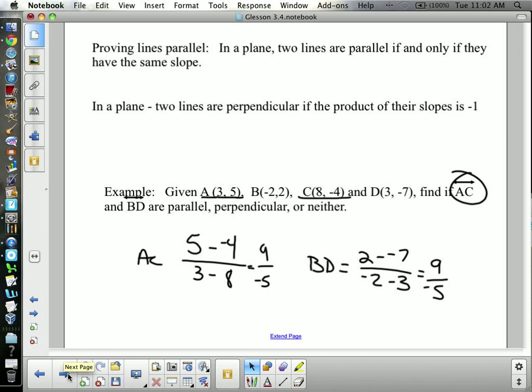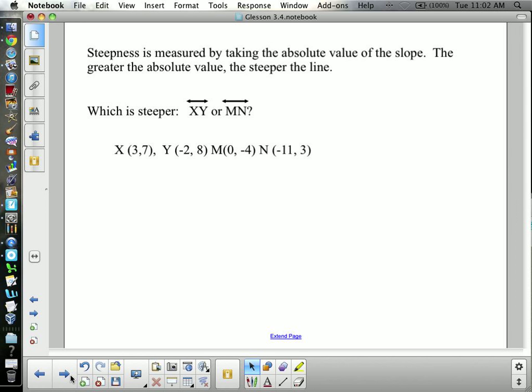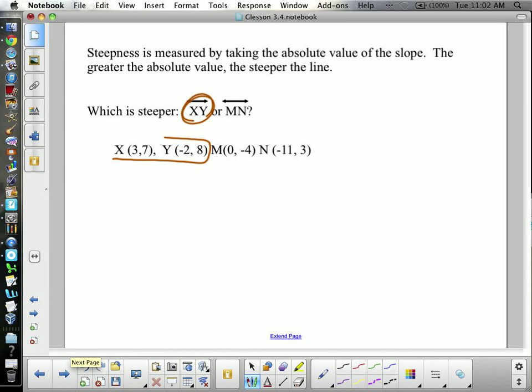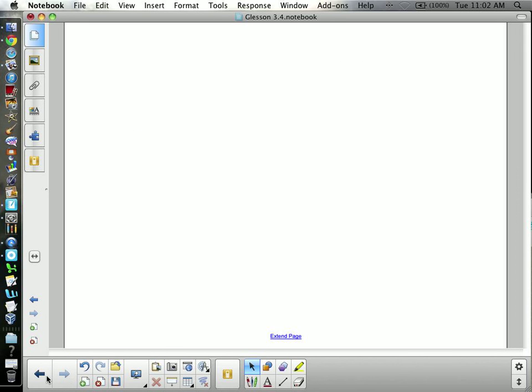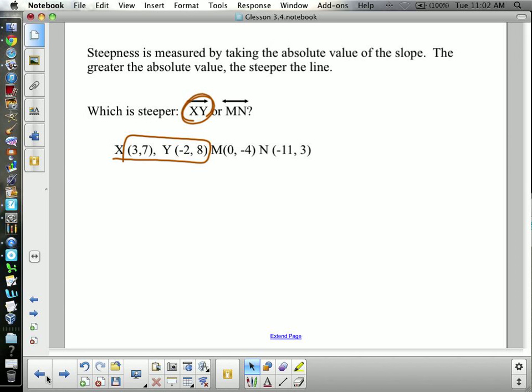So we can use slope to calculate parallel and perpendicular. We can talk about steepness by calculating slopes again. But when you're given problems like this, make sure you are doing the right ones. X, Y together or M, N together. I could ask you XM or NY. Make sure you're putting the right points together. Too many people work too quickly. For your worksheet, because you do have a worksheet tonight, I'll hand it to you on the way out the door.